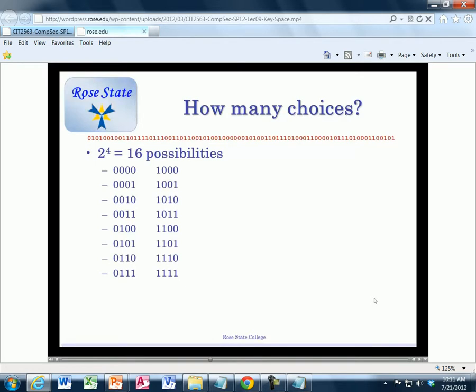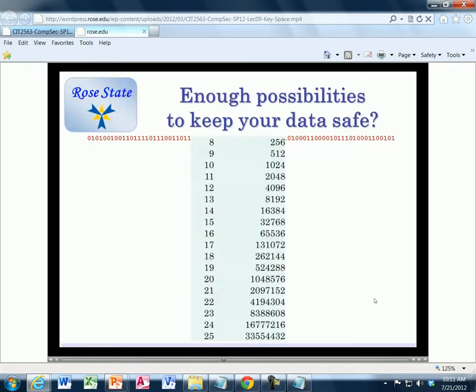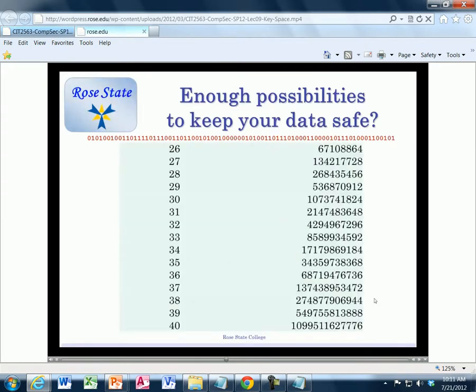2 to the 16 possibilities. There's up to 40. Look at that. So with only a 40-bit key, or a key space of size 40, look at all those different combinations you could have. That's a bunch. Millions, billions, trillions, and whatever that number is. It's a large number. So you agree that with a 40-bit key, that's quite a few.